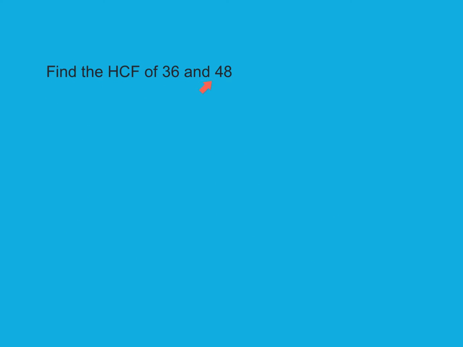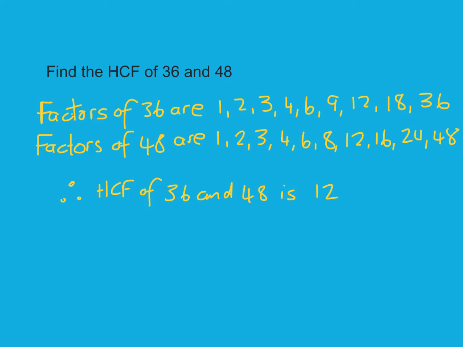Alright, so you can do a little bit of practice now. Find the highest common factor of 36 and 48. Put the video on pause and come back when you're ready. Alright, so how did you go? So the factors of 36 are 1, 2, 3, 4, 6, 9, 12, 18, and 36. And there are the factors for 48. So therefore, that's the little symbol for therefore, the highest common factor for 36 and 48 is 12.